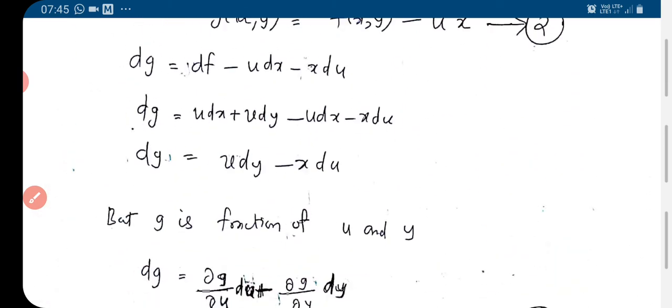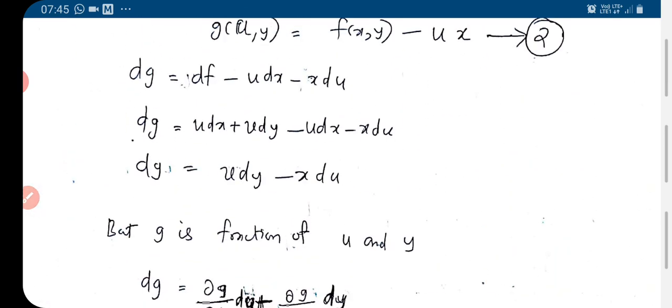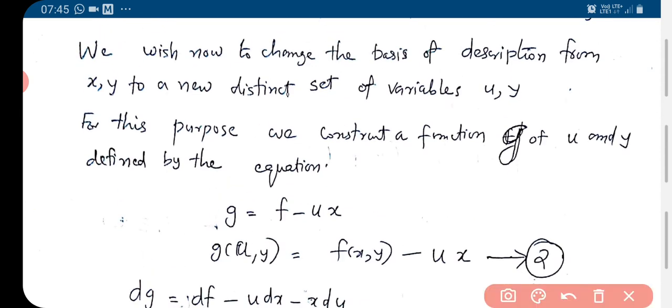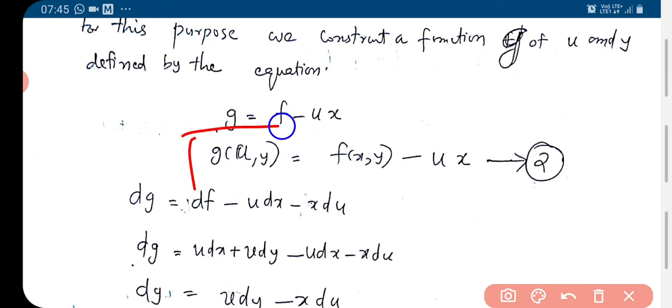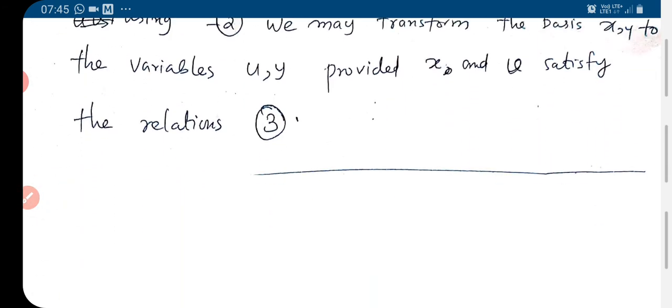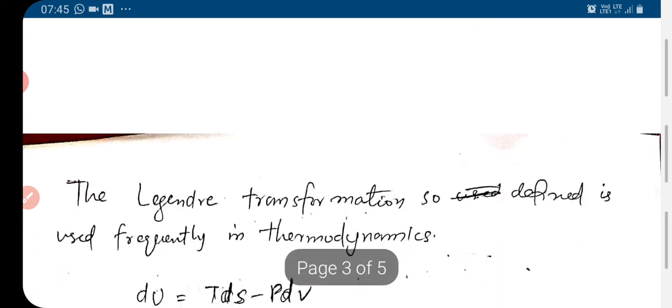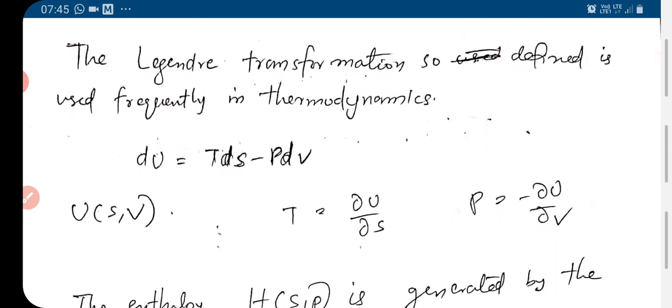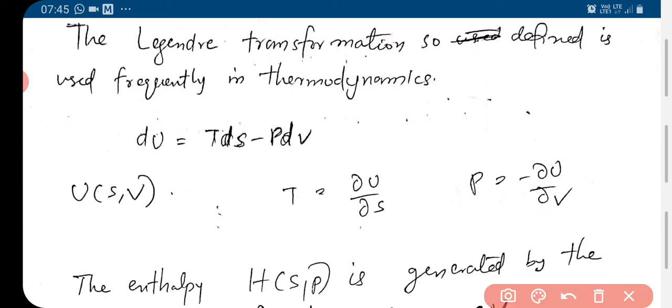So this is actually the Legendre transformation. We are transforming the function f, which is a function of x and y, to a function g, which is a function of u and y. This has applications in many areas like thermodynamics, and we will see how we use the Legendre transformation in classical mechanics. The Legendre transformation is frequently used in thermodynamics.